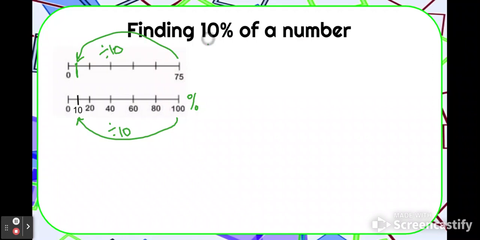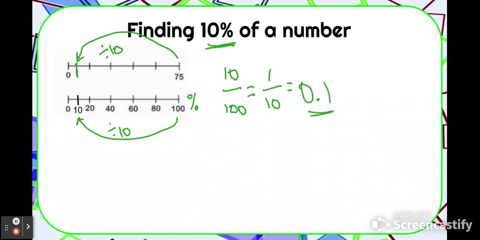Well, 10% is the same as 10 over 100 because percent means out of 100. If I do some quick simplification, I find that 10 over 100 is the same as 1/10. And if I do some division, 1 divided by 10 is the same as 1/10 as a decimal. So dividing by 10 is going to be the same as multiplying by its reciprocal, which is 1/10.